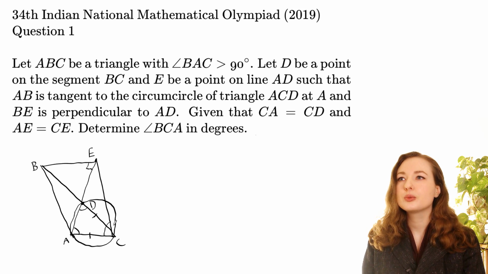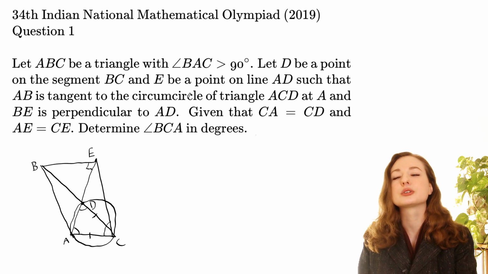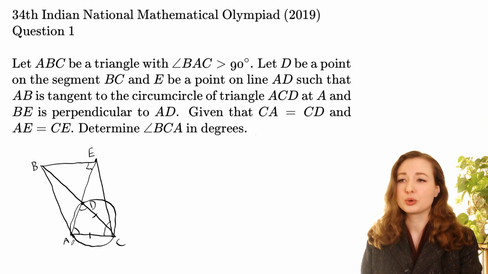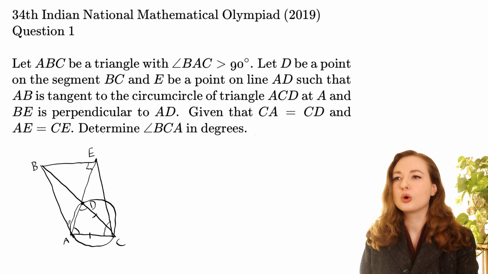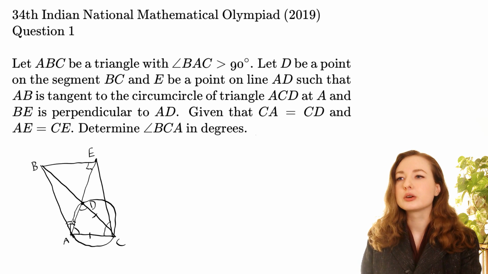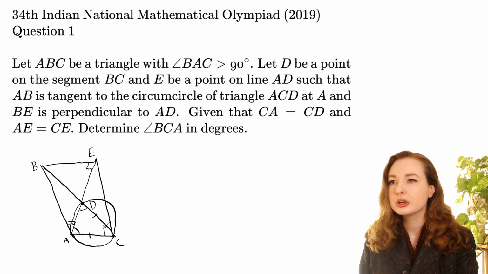And then what I would do with the fact that AB is tangent to the circumcircle, I would apply the theorem that the angle between tangent and chord, so this angle here, equals the angle in the alternate segment, so it's standing on the same chord. So that's talking about that angle there being the same as that one.